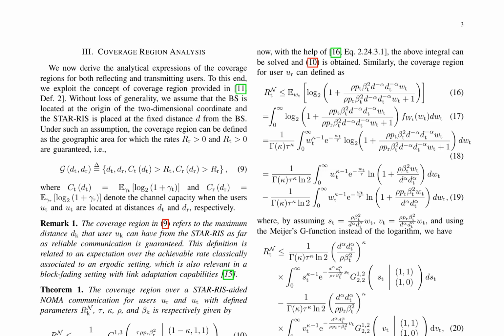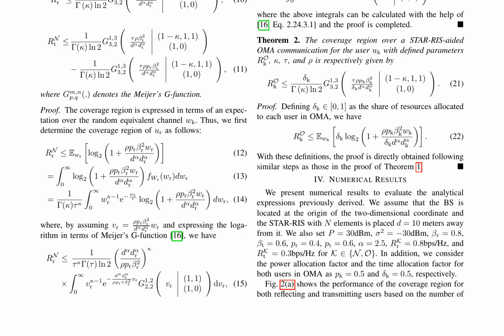The authors analyze a downlink STAR-RIS-aided NOMA, OMA communication system, deriving analytical expressions for the coverage regions of users in the transmission and reflection planes of the STAR-RIS under the energy splitting protocol. The coverage region is defined as the geographic area where reliable communication is guaranteed, ensuring rates R_R greater than 0 and R_T greater than 0. The authors exploit the concept of coverage region provided in [11, Def. 2], and assume the base station, BS, is located at the origin of the two-dimensional coordinate, with the STAR-RIS placed at a fixed distance d from the BS.